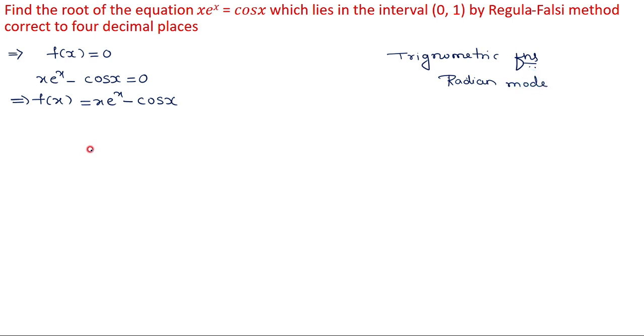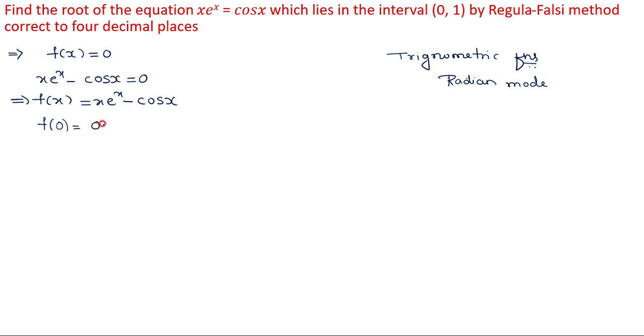They have already given that the root is lying between 0 and 1. If the root lies between 0 and 1, it satisfies the intermediate value theorem. The intermediate value theorem says that if any root lies between a and b, then f of a into f of b is always less than 0. The product of f of a and f of b is negative. So here they have given the root is between 0 and 1, and we'll verify whether the root is between 0 and 1 or not.